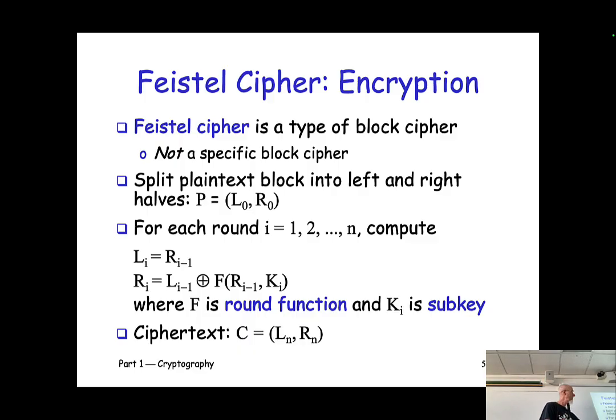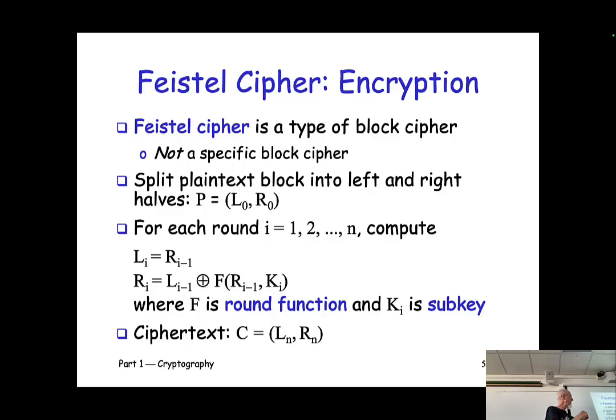Why can you run this backwards? Well, what does it mean to run it backwards? You want the indices to get smaller, right? So just put this over on the left-hand side. That's easy. R sub i minus 1 is equal to L sub i. You just step backwards, right?